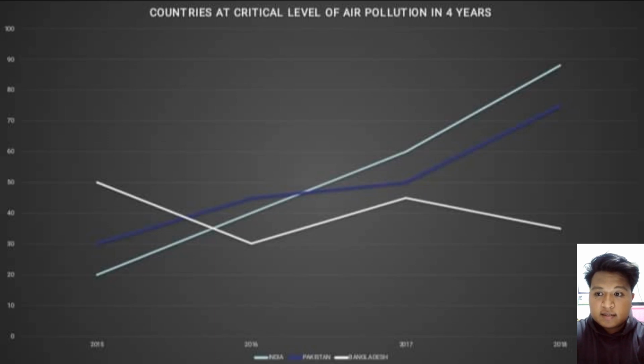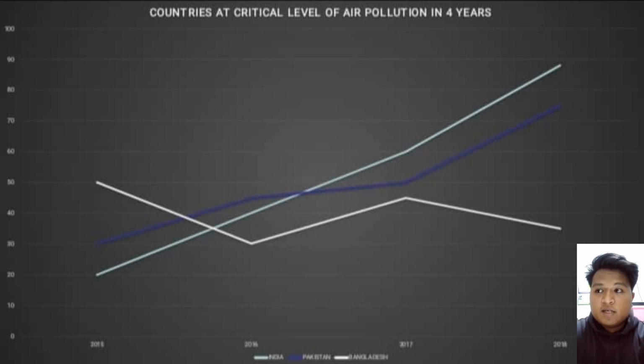The light blue line under the graph shows India. The dark blue is Pakistan. The white is Bangladesh. So India in 2015, the percent is 20%, and 2016 is 40%. 2017 is 60%, and 2018 is 88%. This graph shows the country of India is rising.